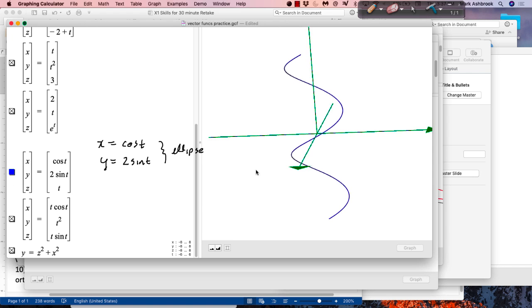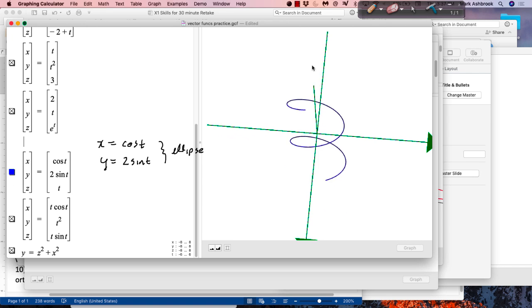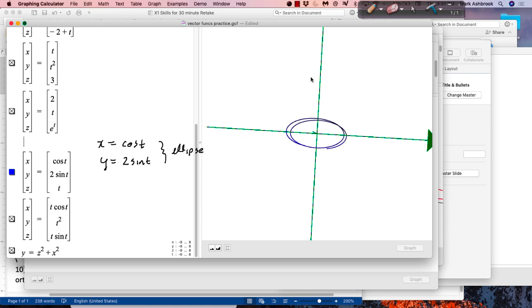So how do I see the ellipse? What do I do to see the ellipse? Go in the xy. Cancel out z, just look down the xy plane. There's the ellipse.